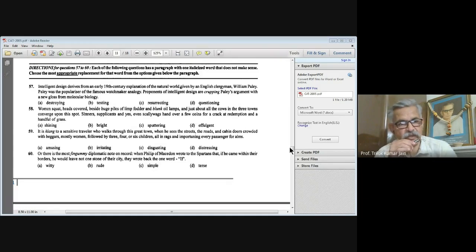Next, 59. It is clang, K-L-A-N-G, clang, to a sensitive traveler who walks through the great town when he sees the streets, the roads, and cabin doors crowded with beggars, mostly women, followed by 3, 4, or 6 children, all in rags, and importuning every passenger for alms. It is a clang. What will be a better word for clang? Disgusting. It is disgusting to a sensitive traveler. Yes, correct. Disgusting, distrusting, disgusting, irritating, amusing. Disgusting is the best option. C is the best option.